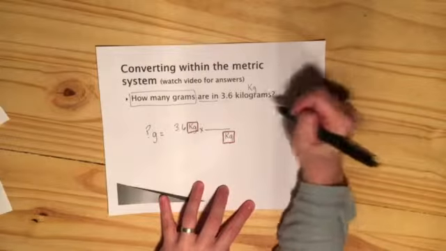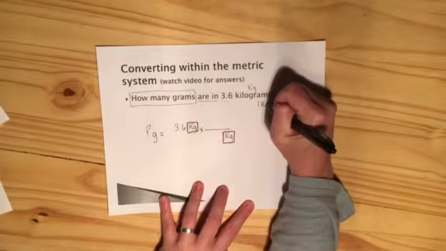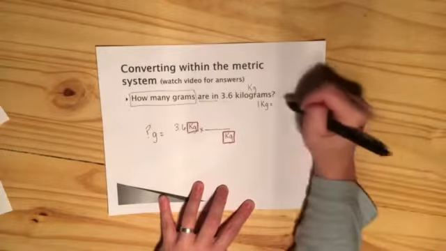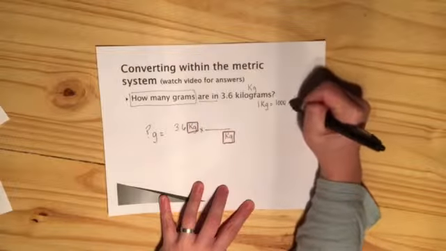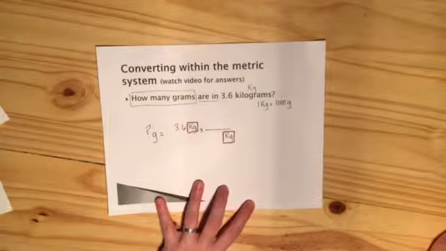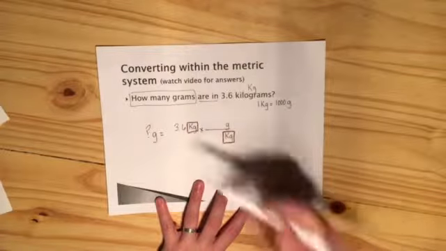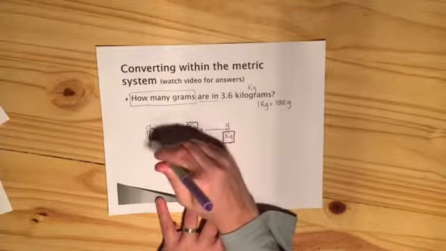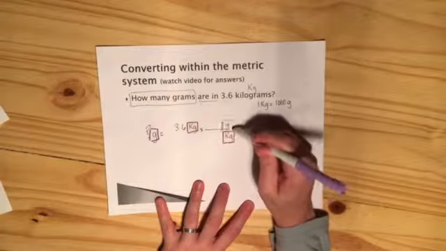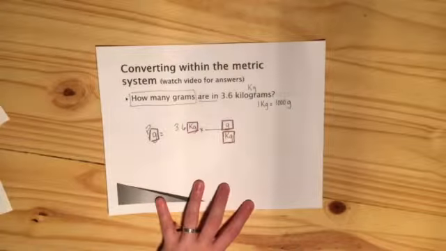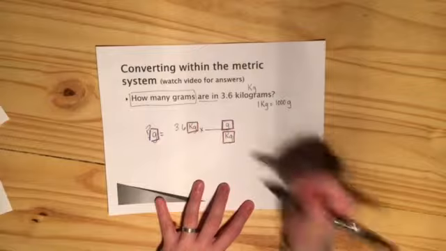And so here we know that 1 kilogram is equal to 1,000 or 10 to the 3 grams. So yes, we can go straight from kilograms to grams. This is what we're looking for. This is what's on the top, what's not canceled out. Then we put in our numbers.